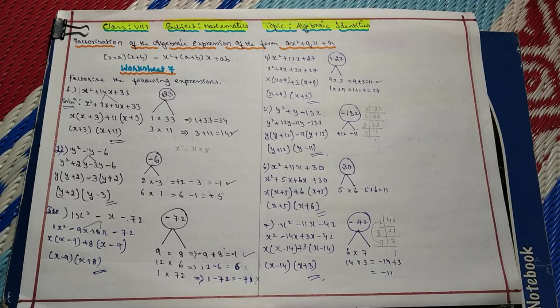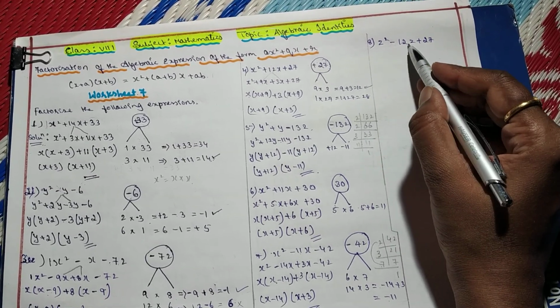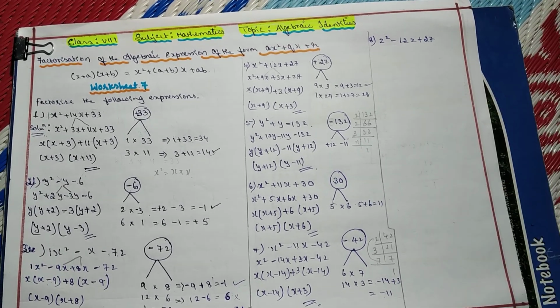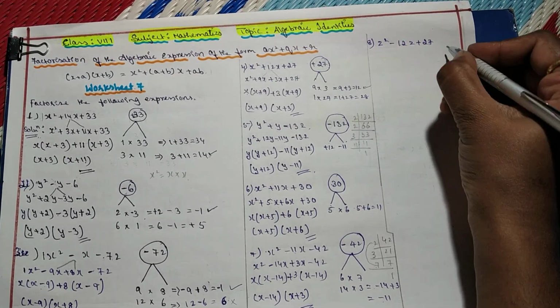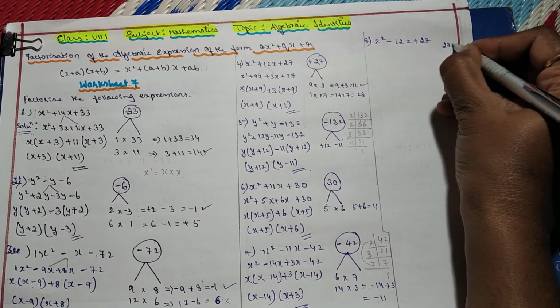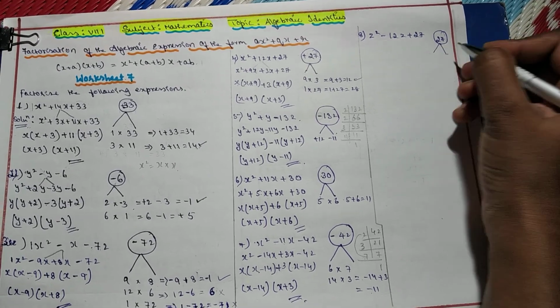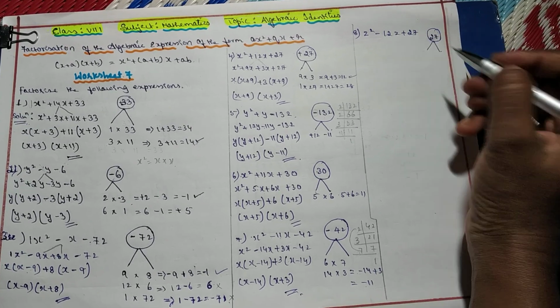Now let me move to the 8th one. The 8th question is z square minus 12z plus 27. The first step is the product of the coefficient with the constant. 1 into 27 is 27, right? The second step is finding its tables. So 9 3s are 27. 9 plus 3 is 12.